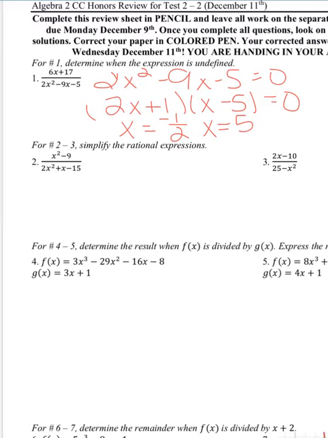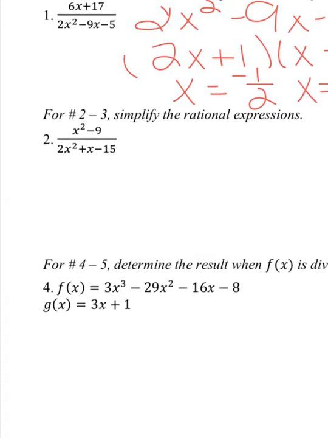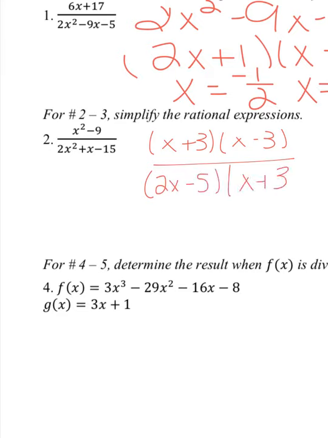For numbers 2 and 3, simplifying the rational expressions. So simplifying, you are going to just factor the top, factor the bottom, see what cancels out. So for number 2, x squared minus 9, using the difference of two squares, that is x plus 3 times x minus 3, divided by, on the bottom, 2x squared plus x minus 15, you would do master product on, so two numbers that multiply to be negative 30, add to be a positive 1. That factors to be 2x minus 5 times x plus 3. So these x plus 3's cancel out. So this expression, simplified, is equivalent to x minus 3 divided by 2x minus 5.